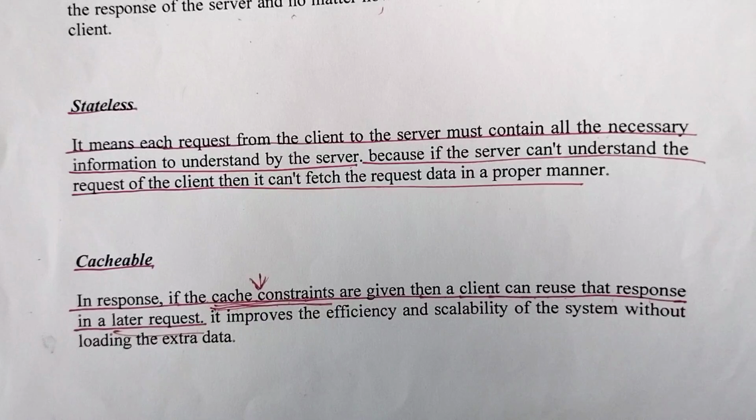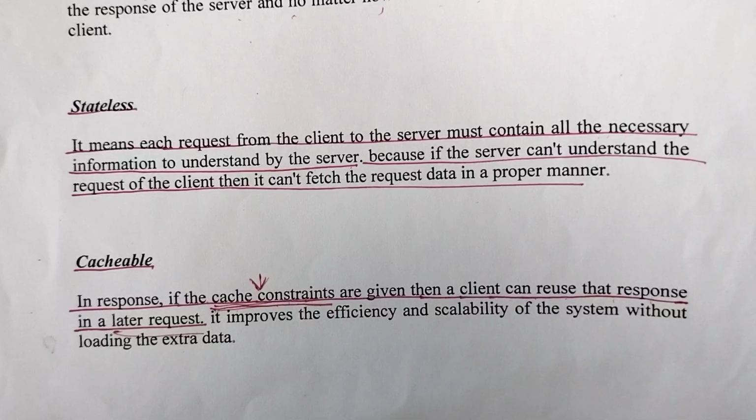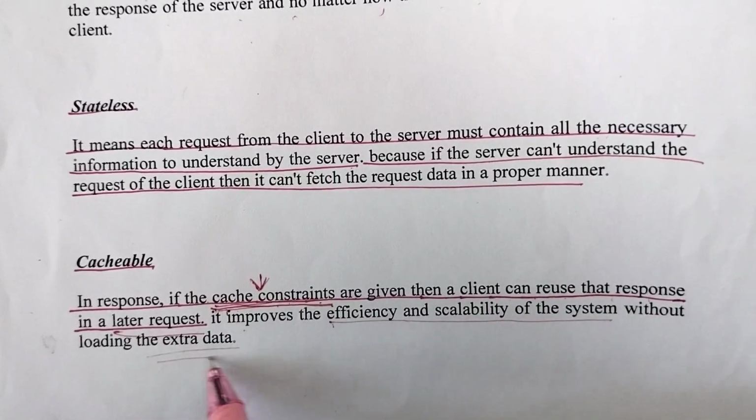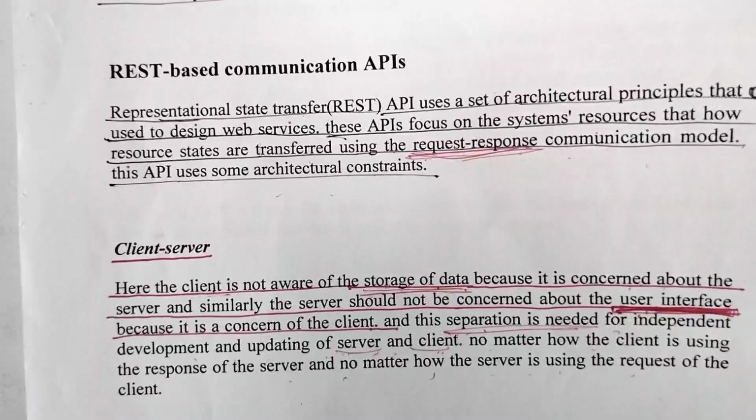So if a response by the server is labeled as cacheable, that particular data can be stored in the client's cache memory and can be reused later. But if the response by the server is labeled as non-cacheable, then that data cannot be stored in the cache memory of the client, and when that data is again required by the client in future, it has to request the server again for the same data. So this is what I mean by the cache constraints. Basically, it improves the efficiency and scalability of the system without loading the extra data.